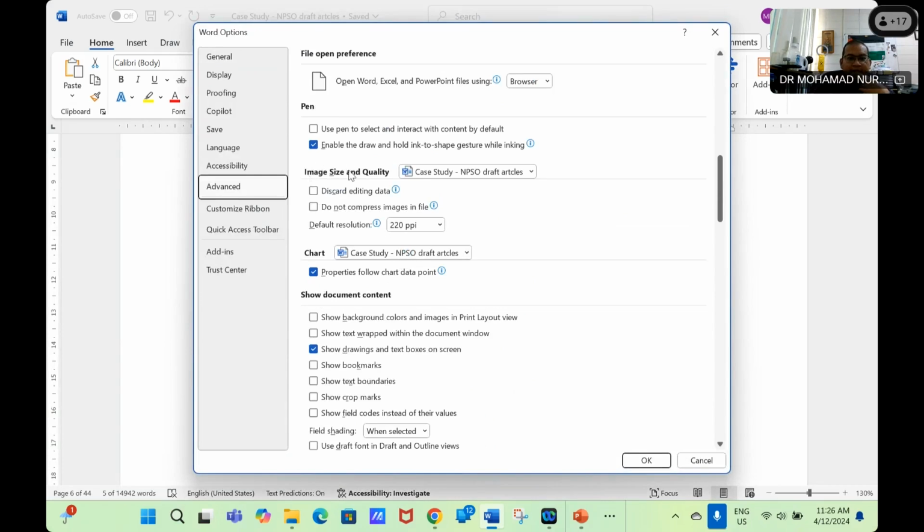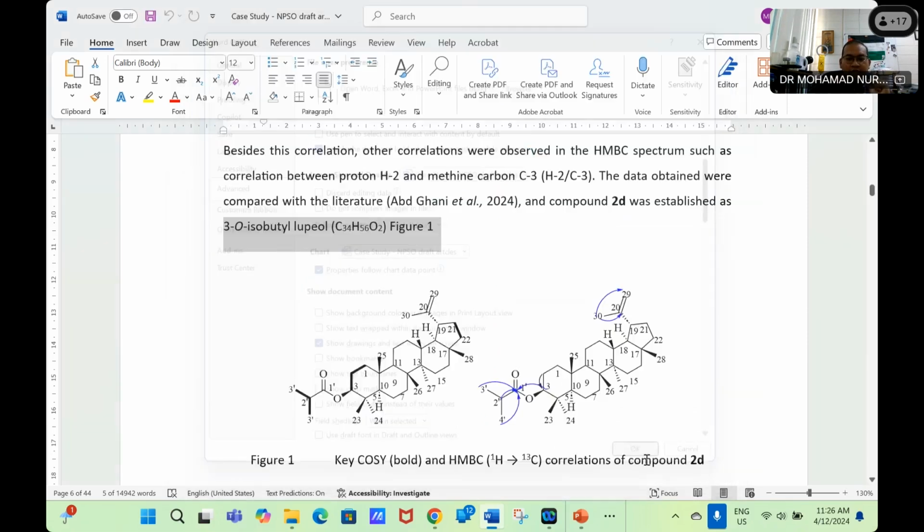Okay, and the size, image, and quality. So maybe you can put it into high fidelity, and it will show you very high quality pictures for the structures. Okay, so save. After that, when you try to convert to PDF or save again, they are not blurred. This is very important.